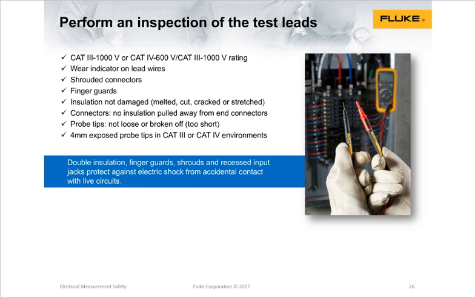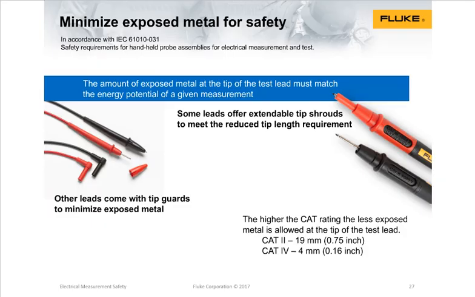And I mentioned before that in a Category 3 or Category 4 environment, use the 4mm exposed probe tips. We have some test probes that are adjustable, or caps that you can put on the test probes to limit the exposed amount of metal when making a measurement, and that will minimize any damage or any type of arcing incident that could take place.